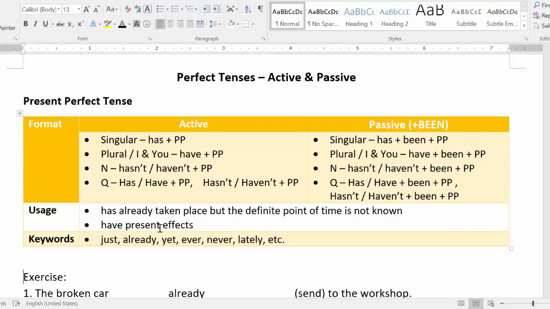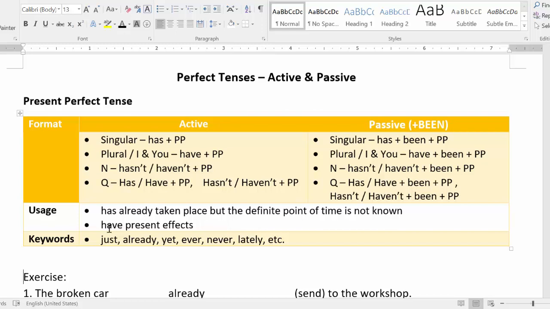Okay, let's look at the usage. Present perfect tense, we use it when we want to talk about an action which has been completed. This action has been completed, but we do not know when it is. We do not know the definite point, we do not know what time. When has this action been done? We do not know exactly when. We just know this action has been done, that's all.